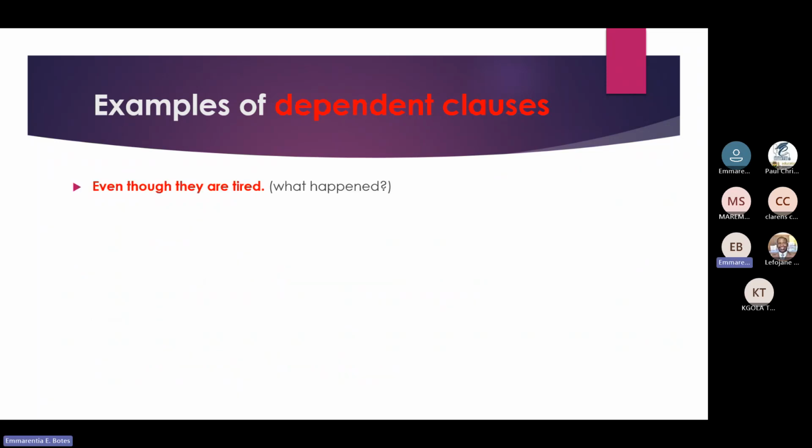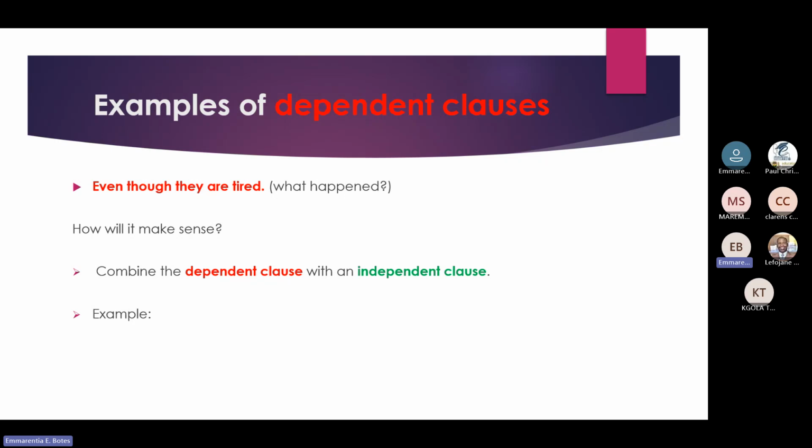If we look at this example: even though they are tired. Again, what about it? What happened? Even though they are tired, then what? It's an incomplete thought. So how will this one make sense? Again, we combine the dependent clause with an independent clause. An example: the children listen to the teacher, even though they are tired. Here we see again, the part that makes sense, and now we add information to it, even though they are tired. So our dependent clause makes sense when it's combined with an independent clause.